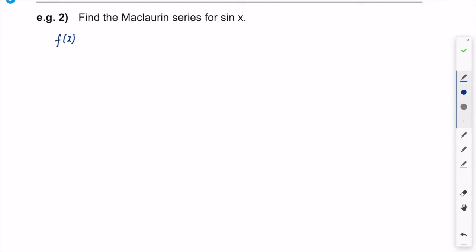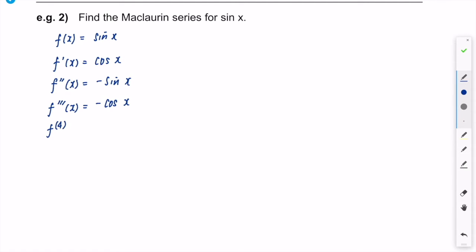So f of x is sine x. F prime of x is cos x. F double prime of x is negative sine x. F triple prime of x is negative cos x. And I know that the fourth derivative of f of x is going to be negative of negative sine x, which is sine x. So it's really going in a cycle, right? There is a pattern here.